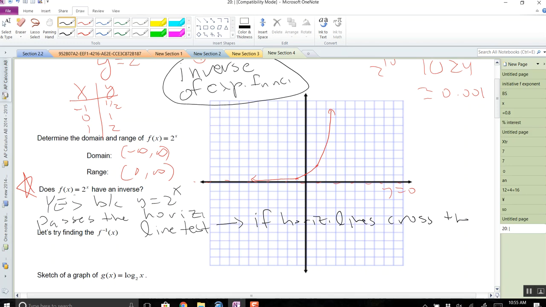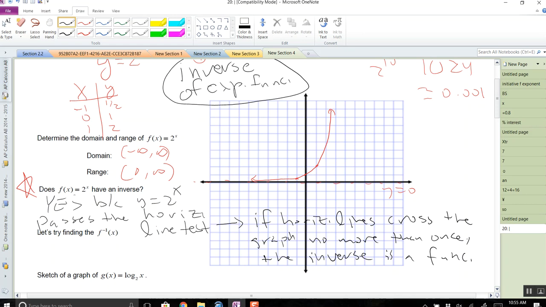So that's what it tells us, that if horizontal lines cross the graph no more than once, the inverse is a function. This should be in your notes from somewhere in chapter 2, I can't remember. Or maybe it was chapter 1, I don't know. But so there is an inverse. That's the point. Now we got to find it.